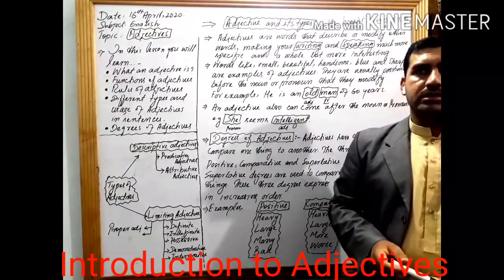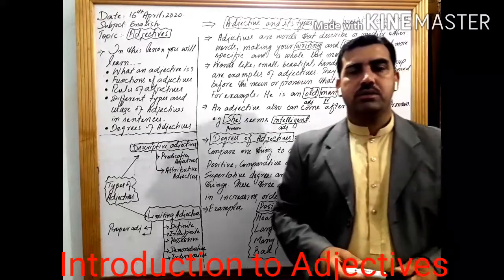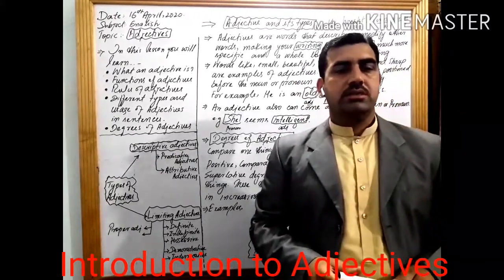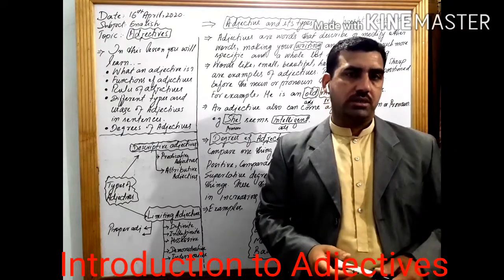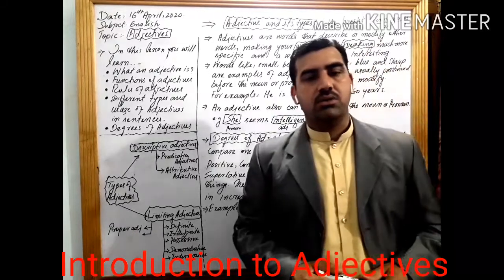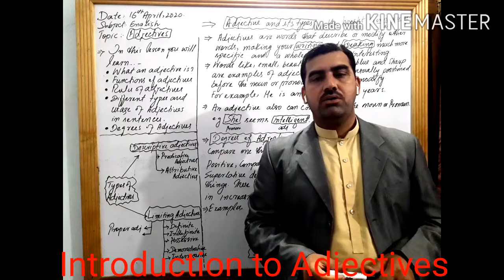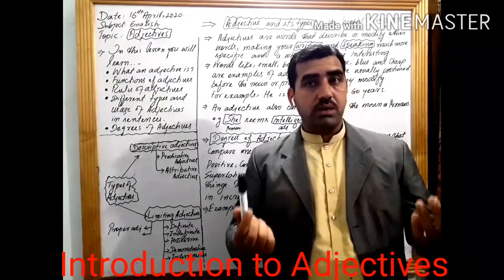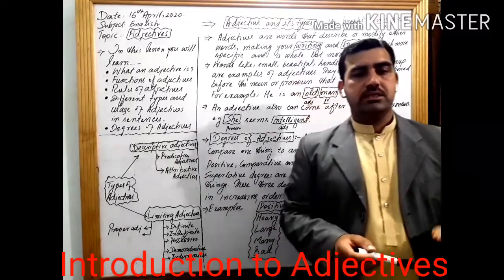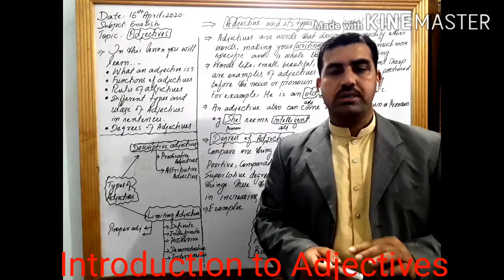My dear students, functions of adjective. On the basis of usage or characteristics, adjectives have many functions. The first one is that adjectives can describe feelings or qualities of something. For example, they are honest people. So we are talking about people, that they are so honest. So honest describes the quality of people, that they are very honest.